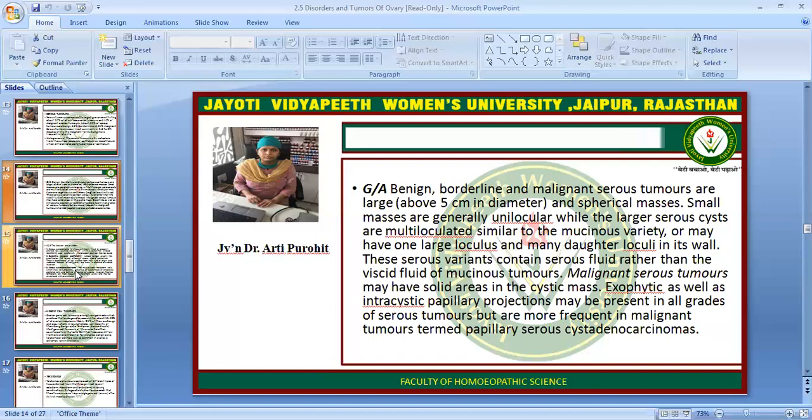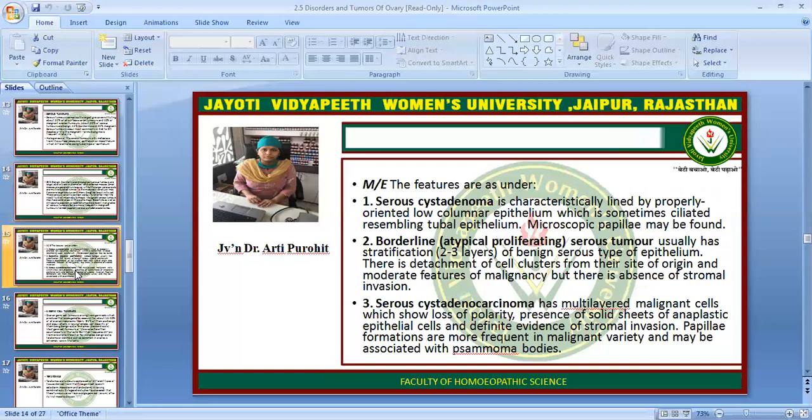Malignant serous tumors may have solid areas in the cystic mass. Exophytic as well as intracystic papillary projections may be present in all grades of serous tumor but are more frequent in malignant tumor, termed papillary serous cystoadenocarcinomas. In microscopic examination, serous cystoadenoma is characteristically lined by properly oriented low columnar epithelium, which is sometimes ciliated, resembling tubal epithelium.